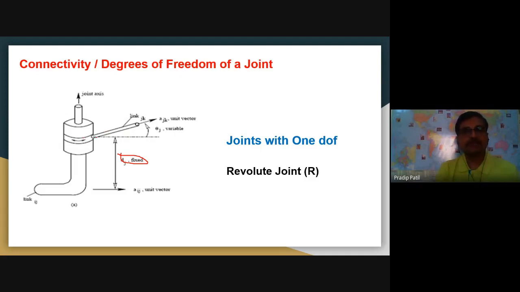Now, if I connect it to any other element here, this element can be seen tracing some angle that is theta. This theta is a variable angle. So, this is a revolute joint.